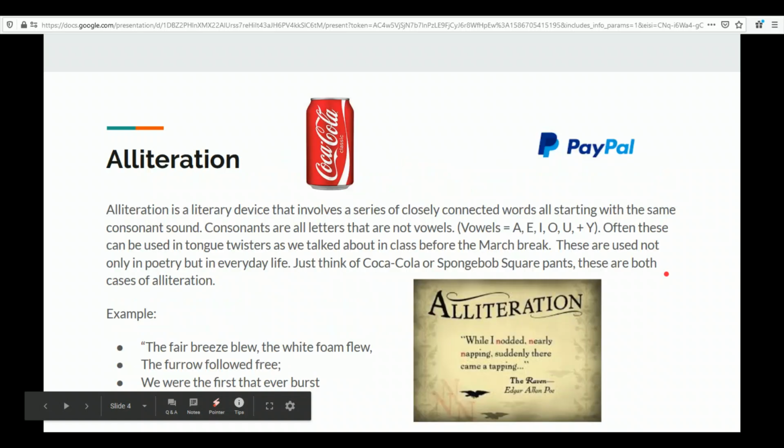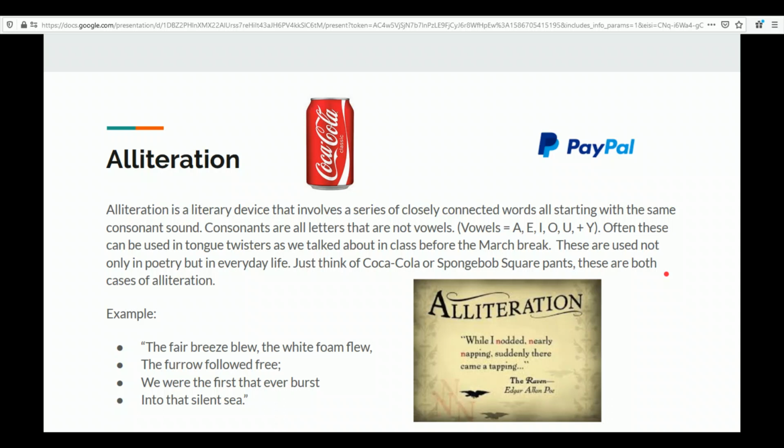Now we're going to deal with alliteration. Alliteration is something you see all the time, like Coca-Cola or PayPal. It's a literary device that involves a series of closely connected words that start with the same consonant sound. Consonants are all letters that are not vowels. Vowels are A, E, I, O, U plus Y. Y is sometimes a vowel because it can sometimes be a Y, or it can be an E. Y is more of a consonant, and E is a vowel.